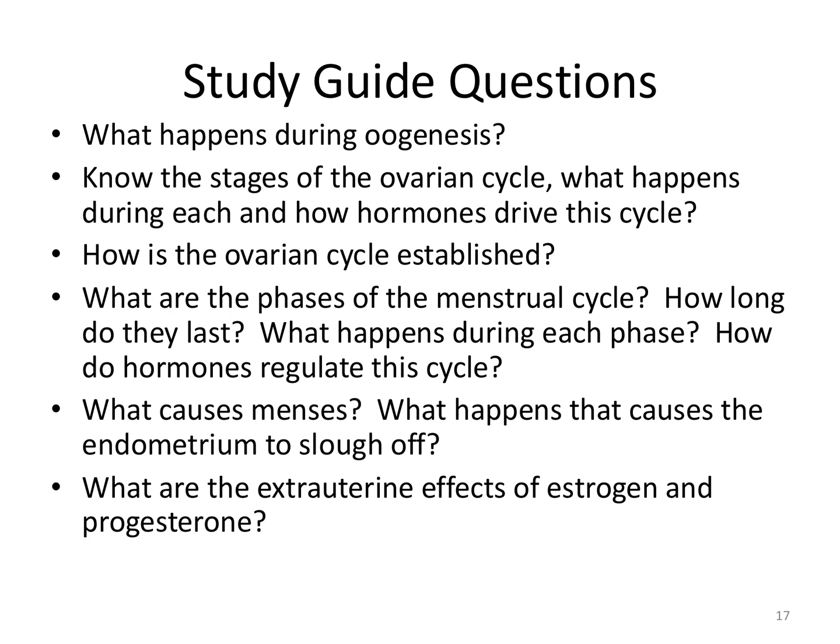We're going to look at a little bit how the ovarian cycle is established. Then we're going to look at the phases of the menstrual cycle, how long they last, what happens during each phase, and how the hormones are regulating the cycle. What causes menses, and a little bit about the extrauterine effects of estrogen and progesterone.